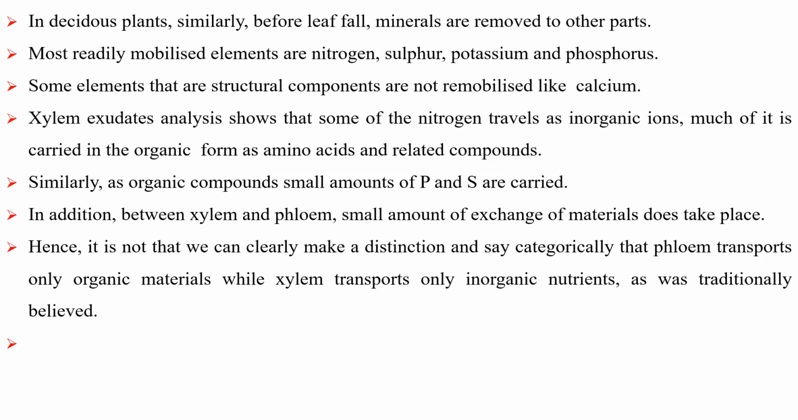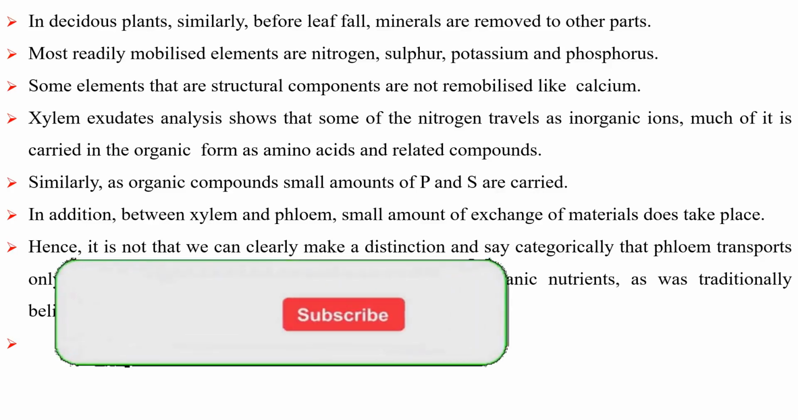Xylem exudates analysis shows that some of the nitrogen travels as inorganic ions. Much of it is carried in the organic form as amino acids and related compounds. Similarly, as organic compounds, small amounts of phosphorus and sulfur are carried.